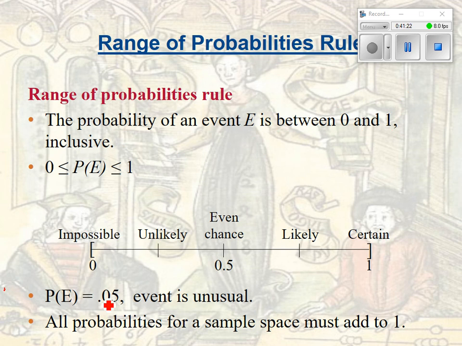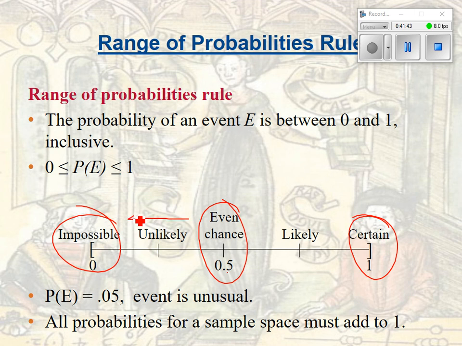So if you're looking at this number line, remember 0 says the event's impossible. 0.5 says that there's the same chance that the event will happen or it won't happen. 1 means that the event's going to happen every single time. Anything on this side means the event is more likely to not occur than it is to occur. Anything on this side means that the event is more likely to occur than to not occur.